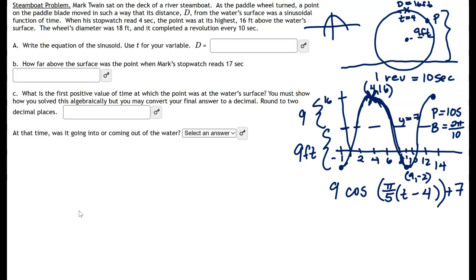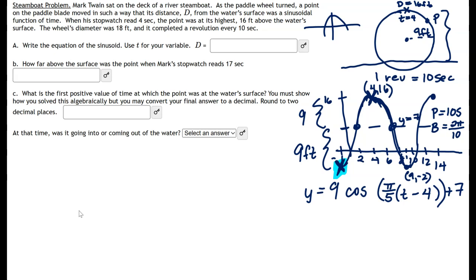You could also line up, say, with this minimum right here. And to do that, I would say flip your cosine upside down, and so put a -9 out in front, and then shift to the left one, so +1. That would be another correct equation. And of course, you could use sine correctly as long as you shift it so that one of these equilibrium points match up. You'd be in great shape. Okay, so that's my equation.